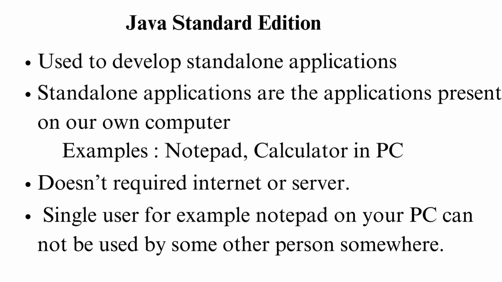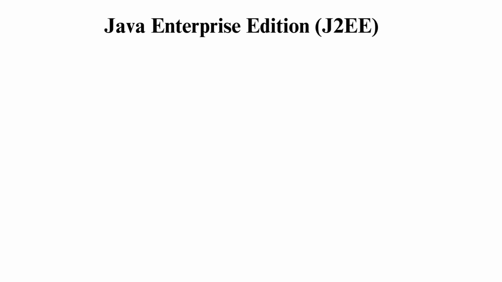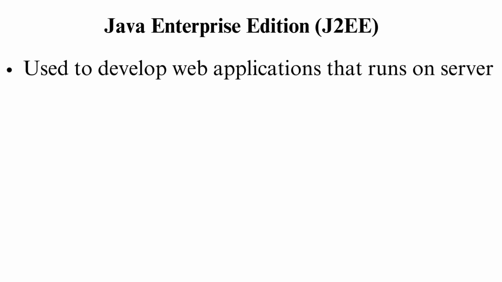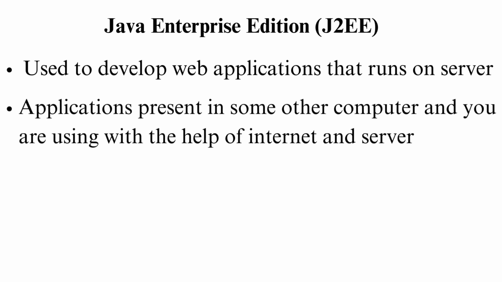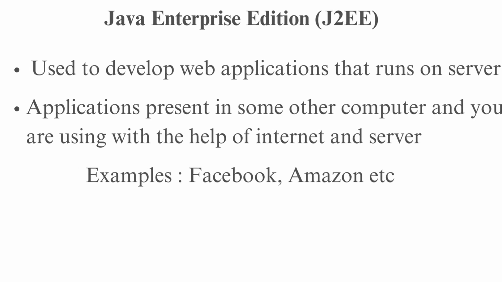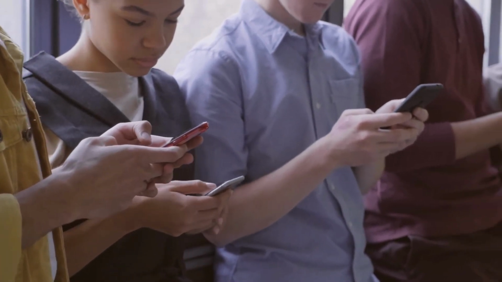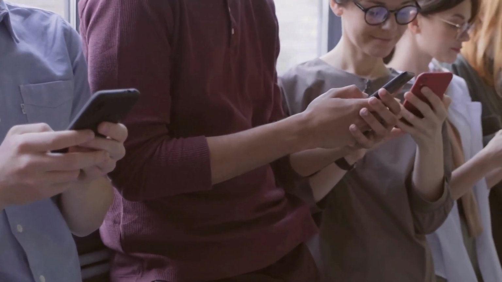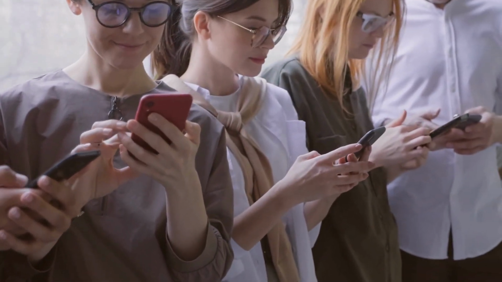That's it, simple. And the second one is Java Enterprise Edition. It is used to develop web-related applications. These are applications present on some other computers, and you are using them with the help of internet and server. For example, Facebook, WhatsApp, Instagram, all of this comes under web-related applications. Because if you are using Facebook, it requires internet and a server, and a lot of people can also use Facebook at the same time along with you. So it has multiple users.